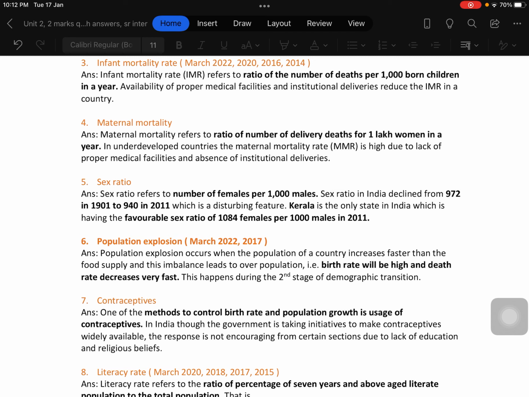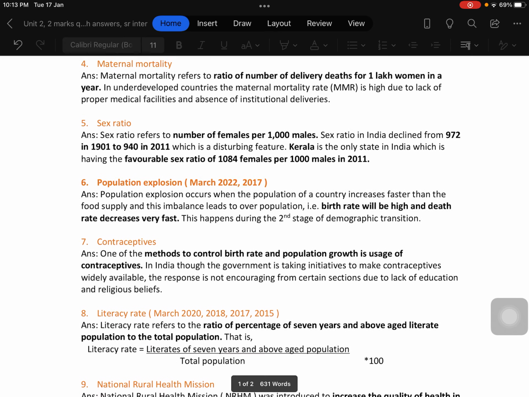So in the demographic transition, there are 3 stages. In the first stage, it is high birth rate and high death rate. Second stage, high birth rate accompanied by low death rate. And the third stage, which is happening in all the developed countries, is low birth rate and low death rate. So in the second stage, the birth rate is high compared to the death rate, as the death rate falls very rapidly. So birth rate will be high and death rate will be low, and this is the stage where the population explosion happens. Okay.